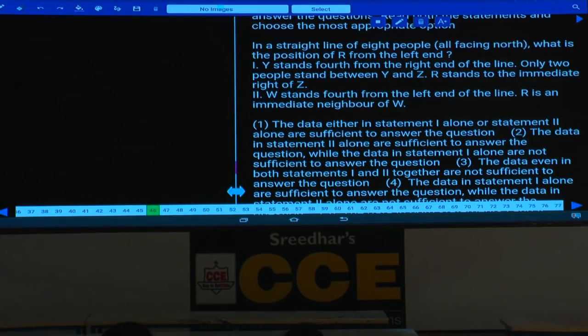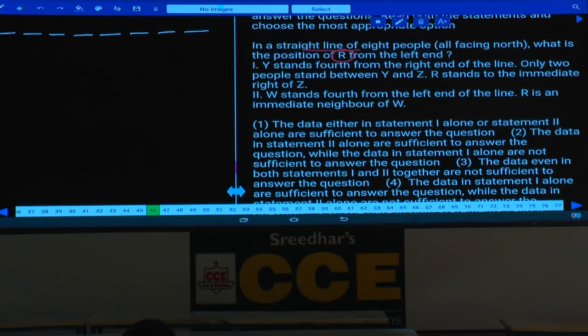In a straight line, how many people are there? There are 8 people. 1, 2, 3, 4, 5, 6, 7 and 8. In a straight line of 8 people, all facing north, what is the position of R from the left hand of the row? Now the question is about what? We should identify the position of R from the left hand of the row. In order to identify it, what are the statements that are required? Then condition number 1.